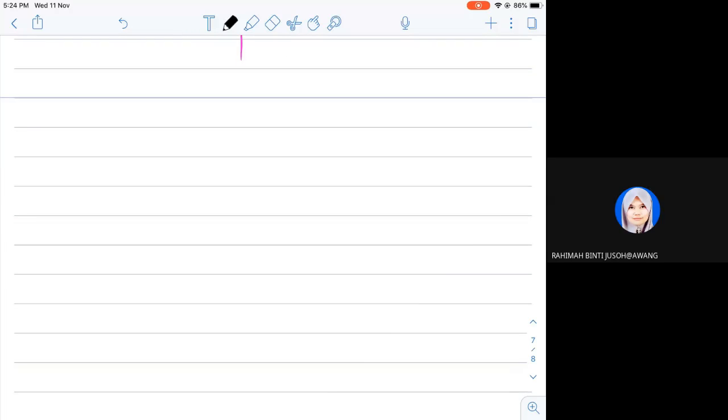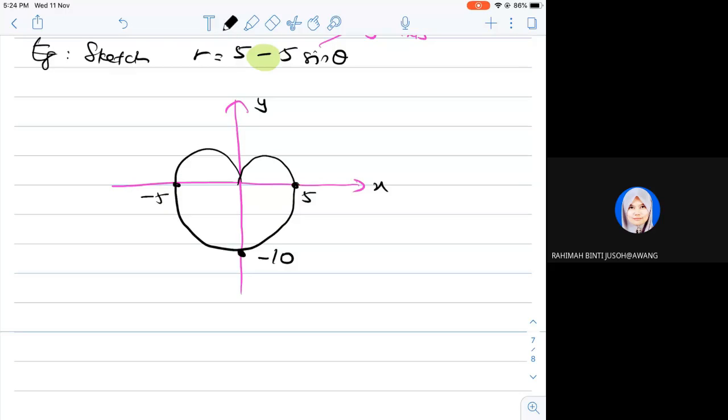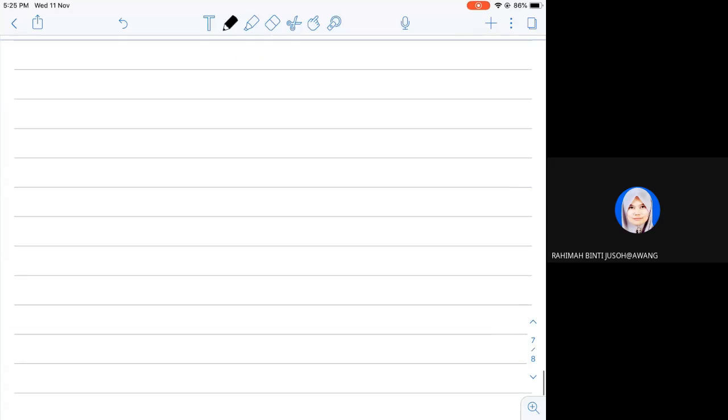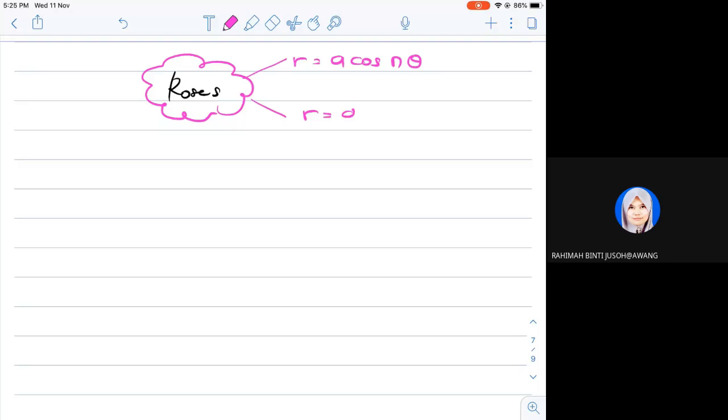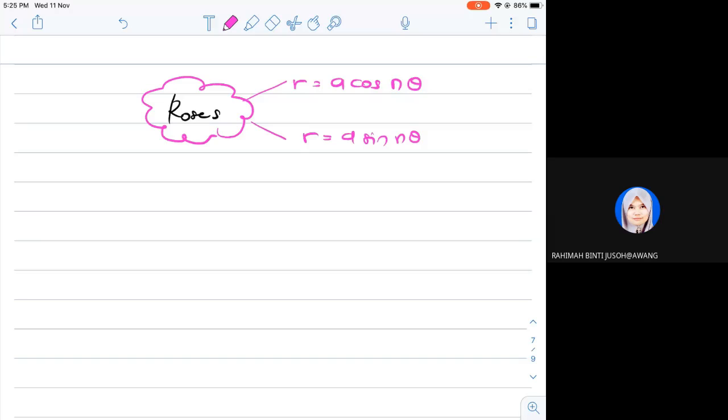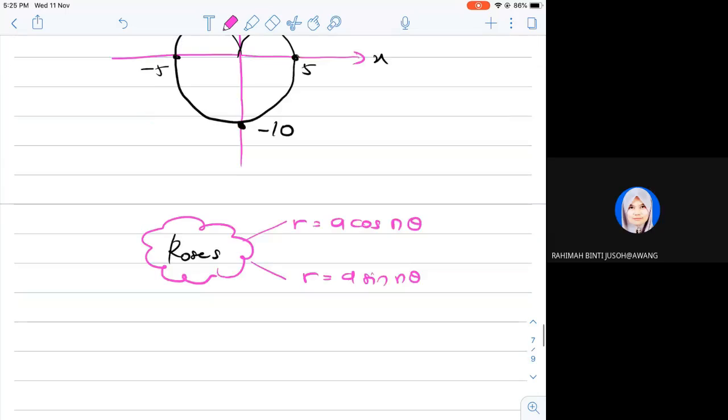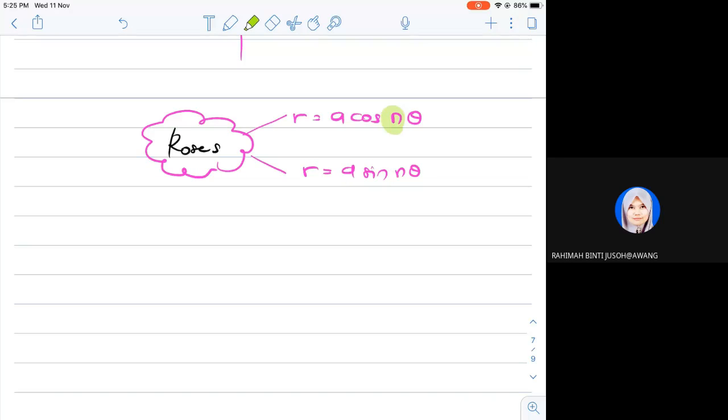Okay, good. Now, what else? Okay, roses. Sketch roses. Roses, if we have r equals a cos n theta, and then r equals a sin n theta. What is the difference between these rose equations and the previous circles, a cos theta? Yes, we have n here.